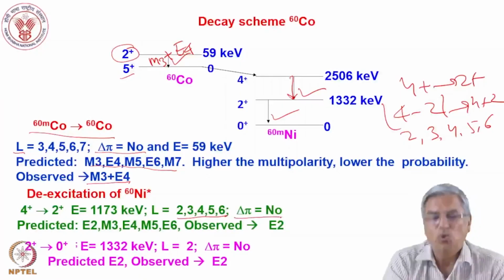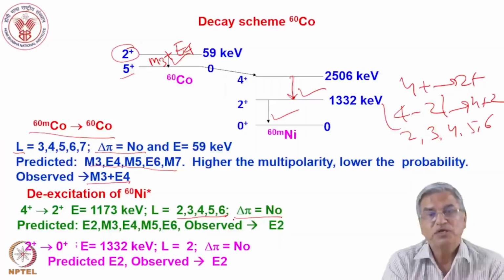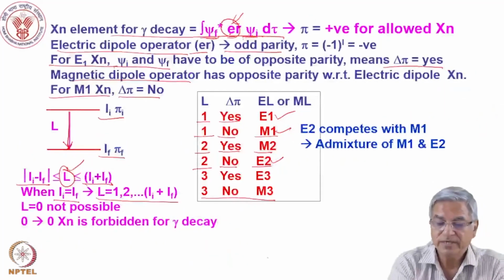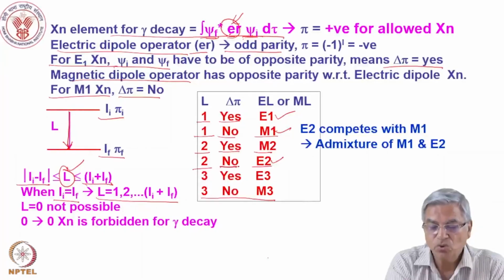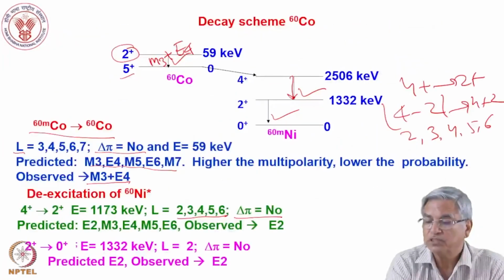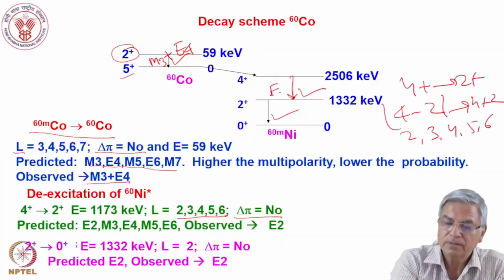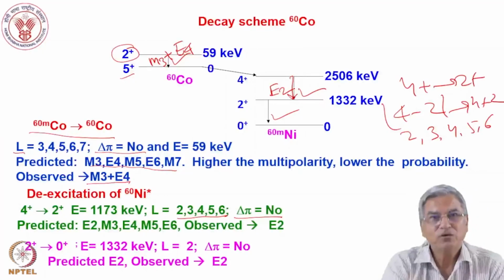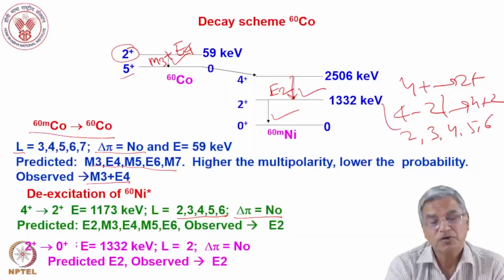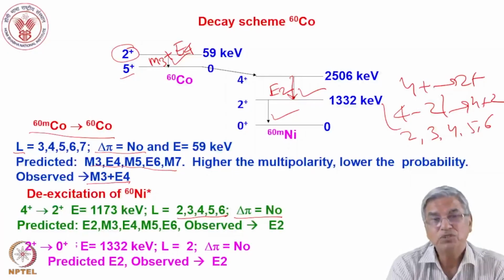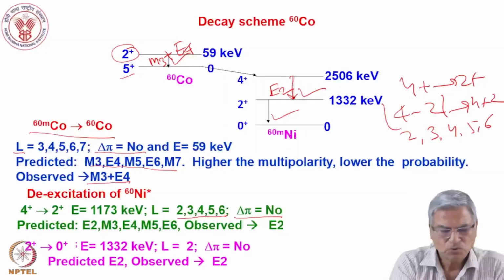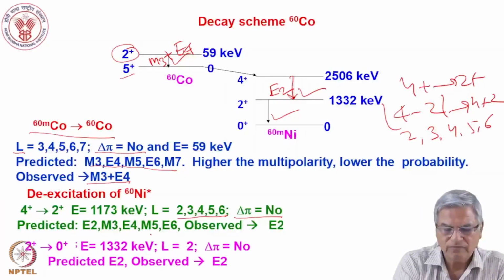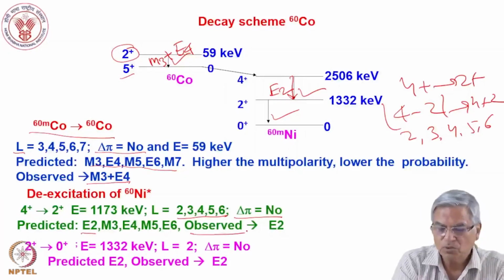And the delta pi is no. When there is no change in the parity, you can see again here, delta pi is no and L is 2. So it is an E2 transition. M3 cannot compete with this because M3 will be much weaker. It is the other way around: with M2, E3 can compete, but with E2, M3 cannot compete. So this will be E2 type. The predicted is E2, M3, E4, M5. The predicted is E2 and the observed is also E2.